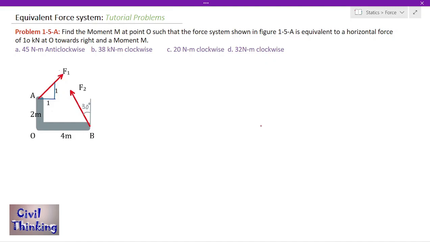Now coming to the problem. The problem is: find the moment M at point O. This is point O. We have to find the moment M at this point such that the force system shown in figure 1-5-A is equivalent to a horizontal force of 10 kilonewton at O towards right and a moment M. Now let me tell you what it is saying.